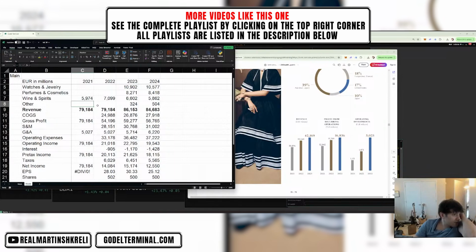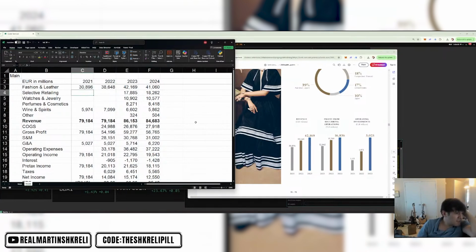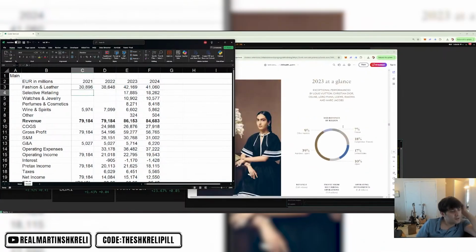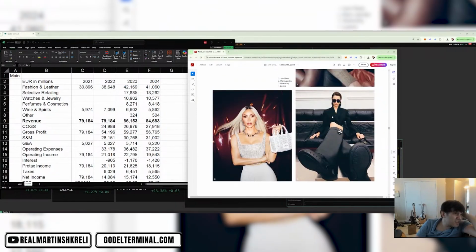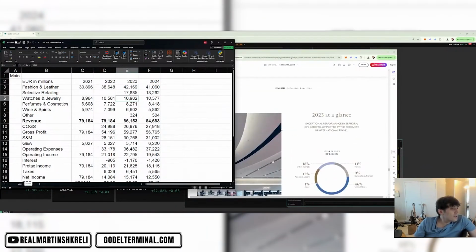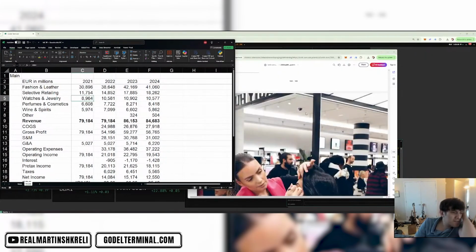Fashion and leather or something like that. Let's see. That's a lot of growth. Must have been, let's see if there's an acquisition there. Maybe they just did well. Whoa, is that who I think it is? Okay, Selective Retailing. Oh, they have Sephora. When did they buy Sephora?